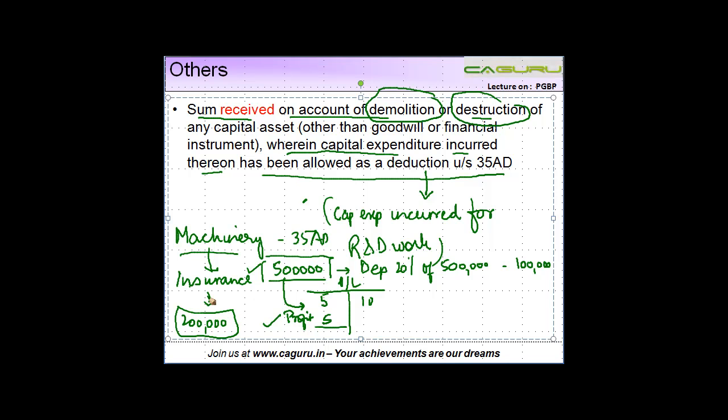Then this 2 lakh rupees that I have received during the current year on account of demolition or destruction of a capital asset, so it has to be a capital asset other than goodwill or financial instrument, which was allowed as a deduction, this amount is liable to tax as income of profits and gains of business and profession. So you will include this 200,000 as your income in the year when you receive it.